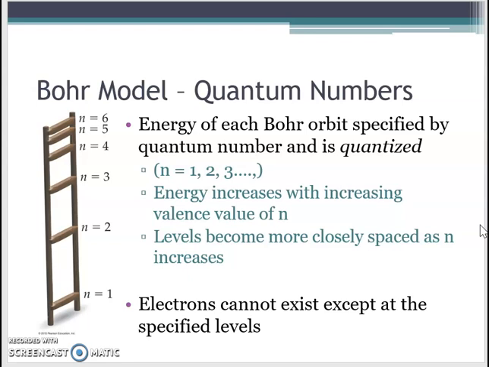The important thing to look at, and what you hopefully saw in the simulation as well, is that electrons can't exist except at very specific levels. So an electron can't exist halfway between n equals 1 and n equals 2. It can only exist at either n equals 1 or n equals 2.